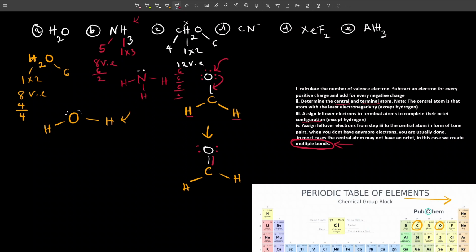Let's see if it is correct. Look at oxygen here. Does it still have a stable octet after sharing its lone pair? Let's see. We have 1, 2, 3, 4, 5, 6, 7, 8. Wow, that's still stable. Let's see carbon. We have 1, 2, 3, 4, 5, 6, 7, 8. So everybody's happy now. So this is the Lewis structure of CH2O.